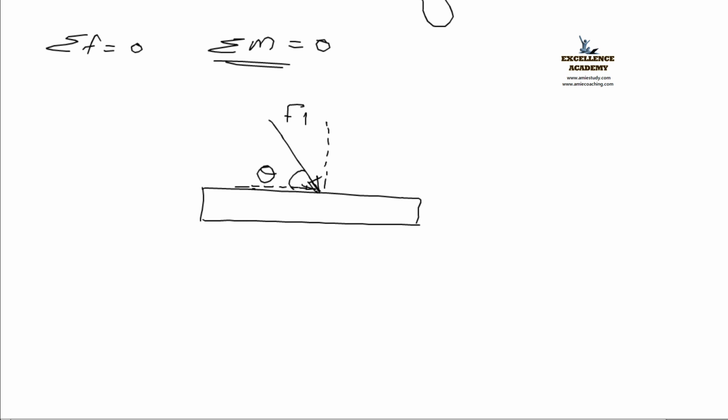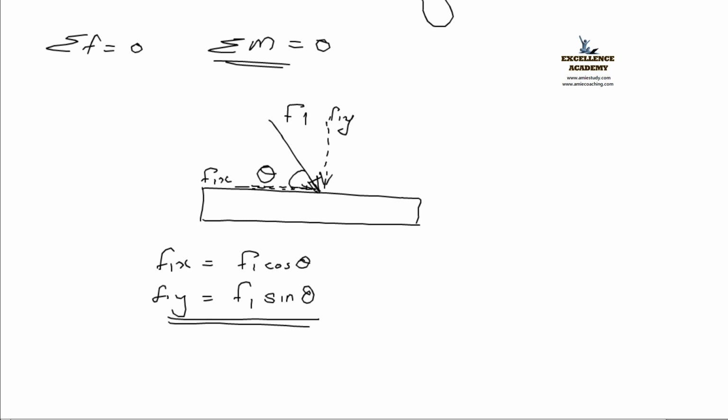What will be the F1x value? That is the adjacent side, so F1 cos theta. It will be F1x. What will be the other one? F1y will be F1 sine theta. This is how we can resolve the forces into horizontal and vertical forces if the force is acting in an inclined direction. Clear?